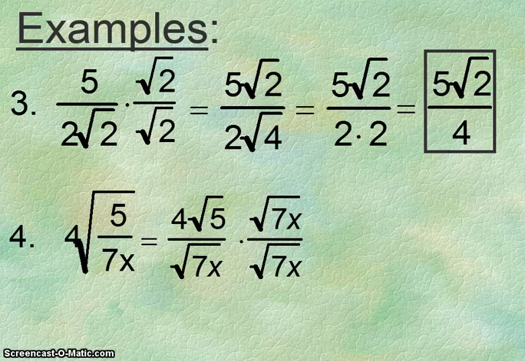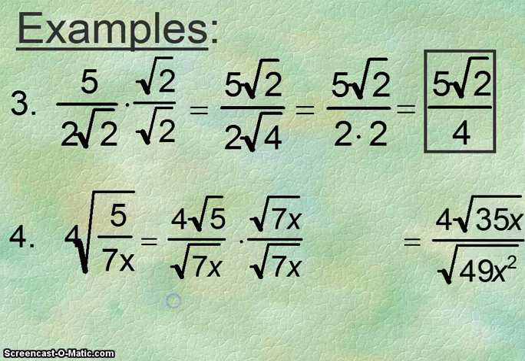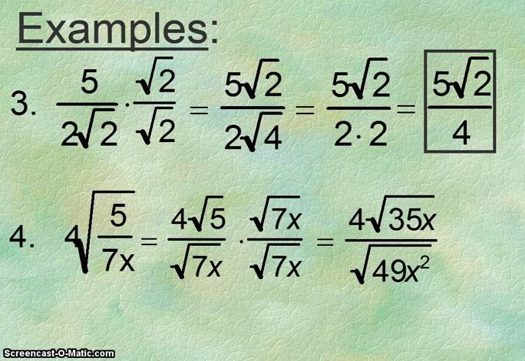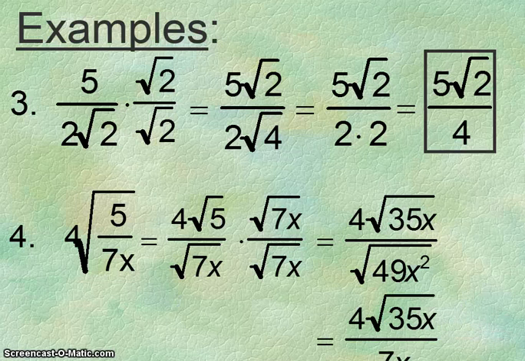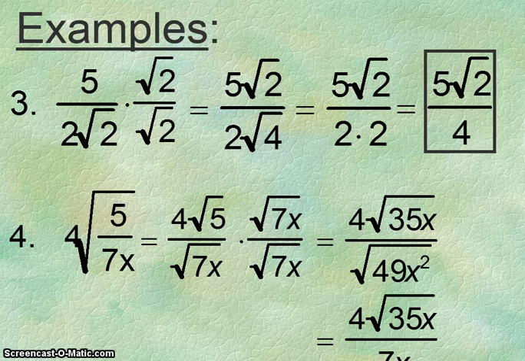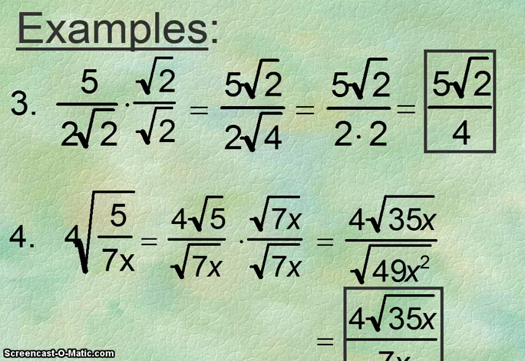To get the square root of 7x out of the bottom, I multiply by square root of 7x on both the top and the bottom. That gives me 4 square root of 35x over the square root of 49x squared, which simplifies to be 4 square root of 35x over 7x. And since the square root of 35x does not simplify anymore, I am finished.